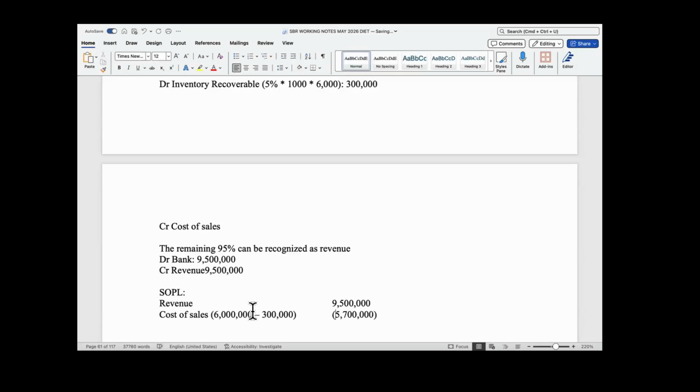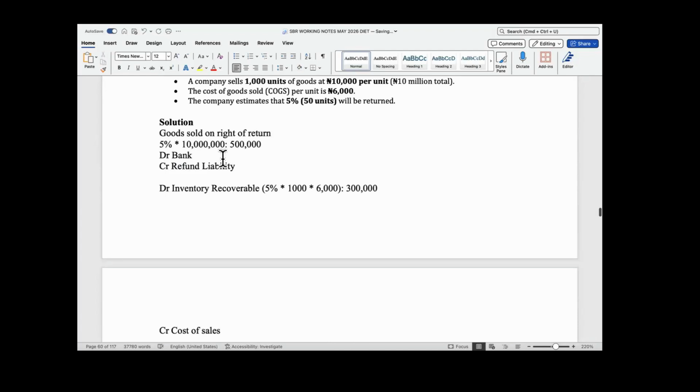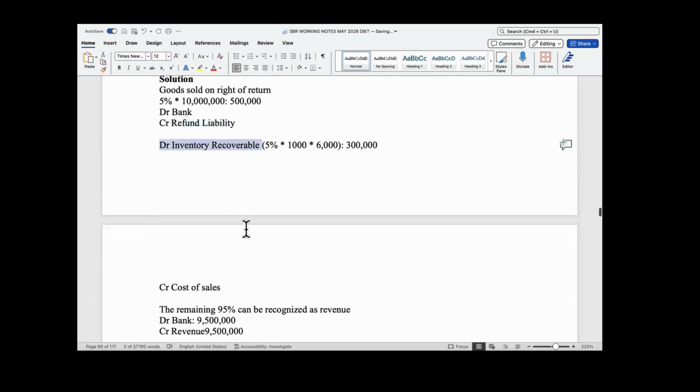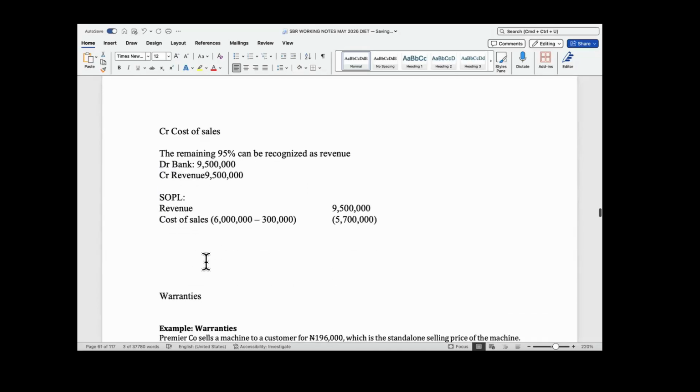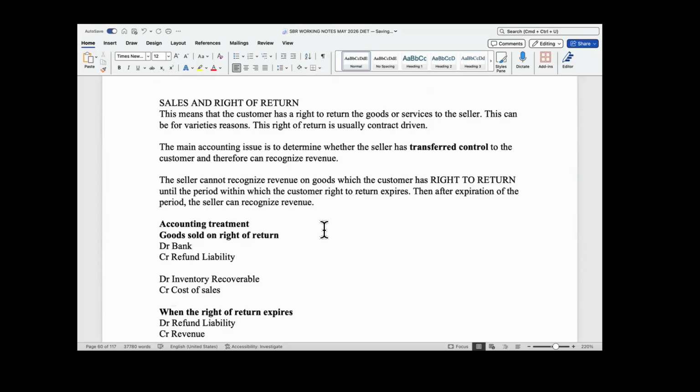But this is like an extra, just for me to show you what goes into your P&L. In your statement of financial position, you have a liability and you have an asset in this case. So that's actually how sales and right of return work. It's no more than that. I'll show you some past questions very soon. Do you have any question on this before we move to the next guidance?